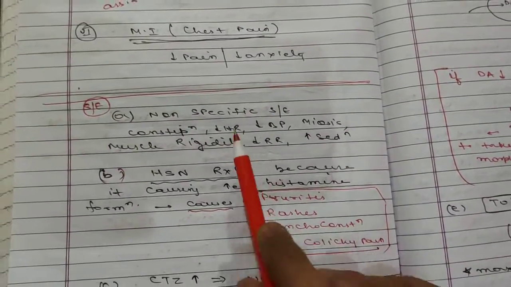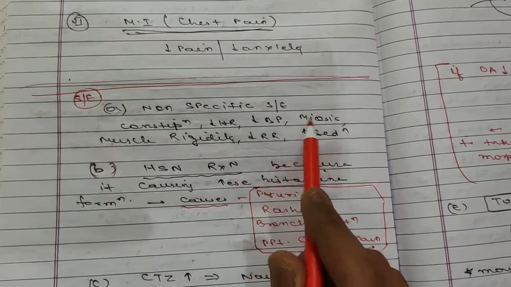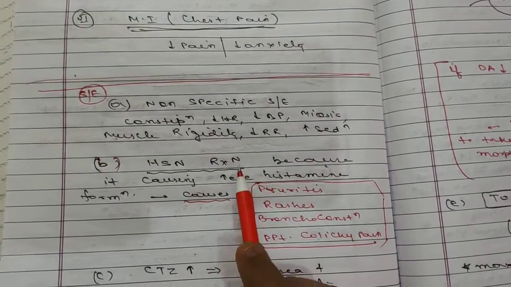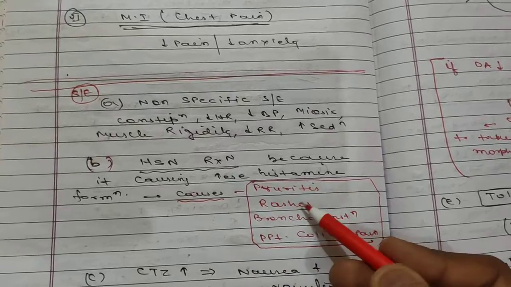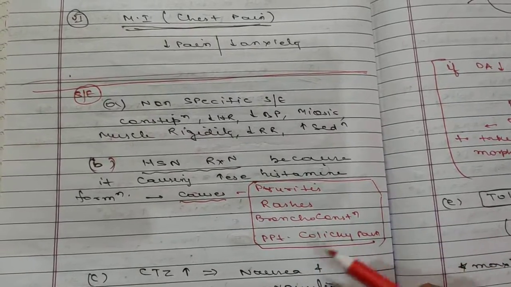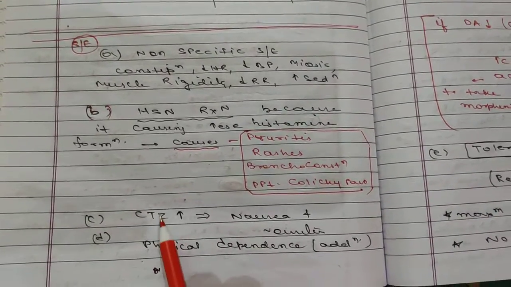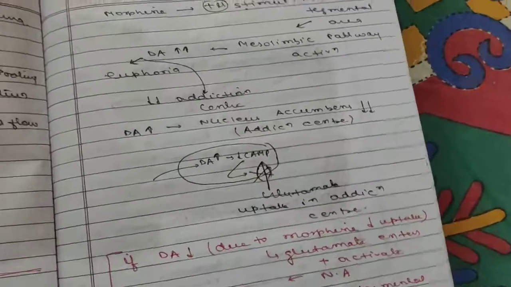What are the side effects? So non-specific side effects are constipation, decreased heart rate, decreased blood pressure, meiosis, muscle rigidity, decrease in respiratory rate, and increased sedation. Hypersensitivity reaction, because it causes increased histamine formation. Okay, so there will be rashes, bronchoconstriction, and precipitation of colicky pain also. Increased chemoreceptor trigger zone activity can cause nausea and vomiting. Physical dependence is there, so chances of addiction are there.